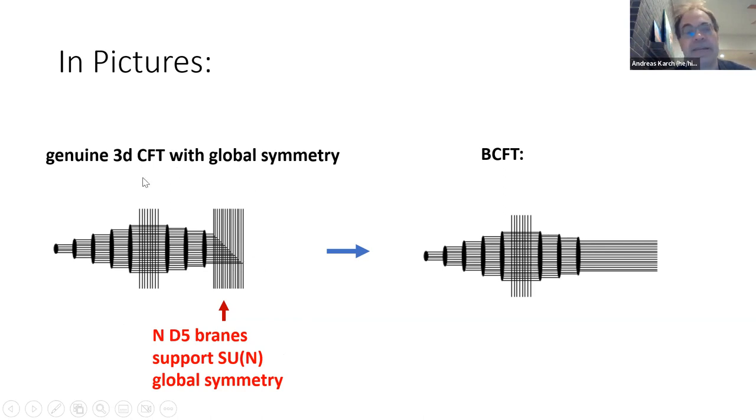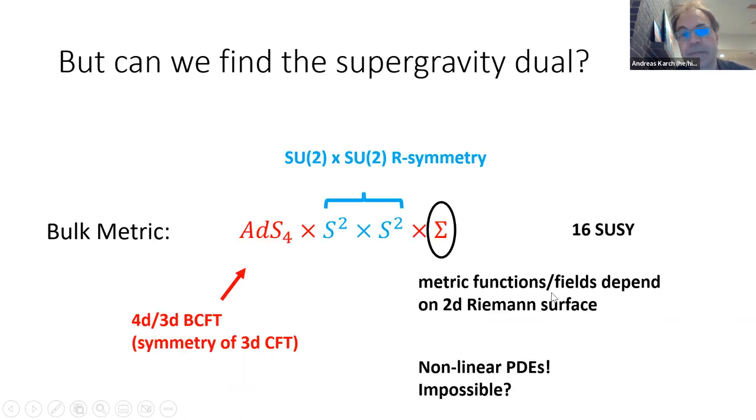So the left picture has some 3D CFT with some SU(N) global symmetry. The right picture is a four-dimensional BCFT with that same 3D CFT living at its boundary, and the coupling between the two of them is that I gauge the global symmetry. So this was a perfectly good string theory embedding of a four-dimensional BCFT with some interesting 3D boundary.